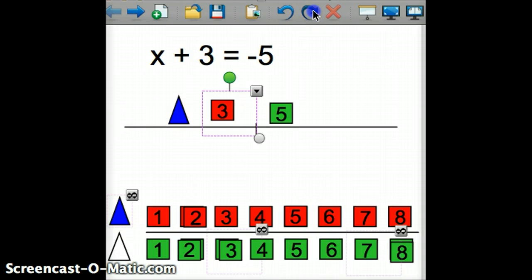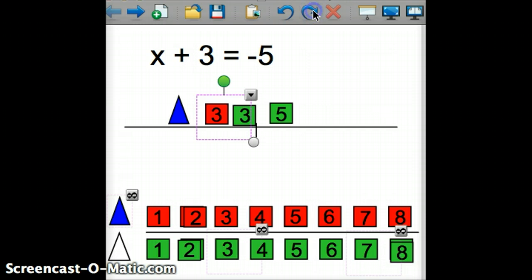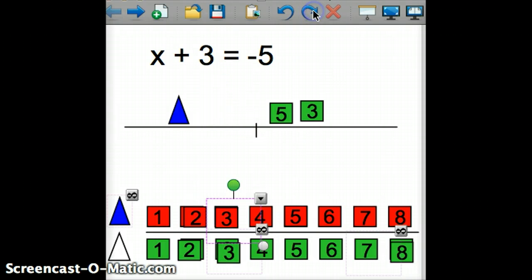So here we go. Here's 1 3 and our second negative 3. By adding it to both sides, I haven't changed the value of our equation. I'm now looking at a positive red 3 and a negative green 3. Those two are opposites, so the value of those is 0, so I'm going to remove them. What I'm left with is x equals negative 8.